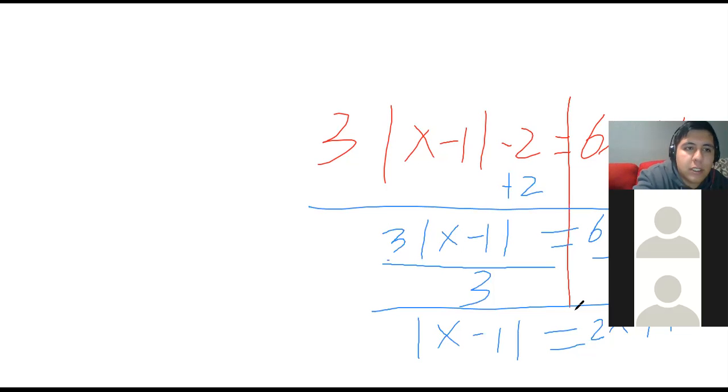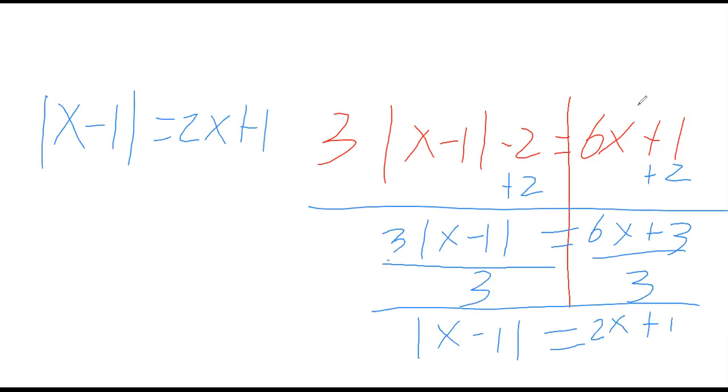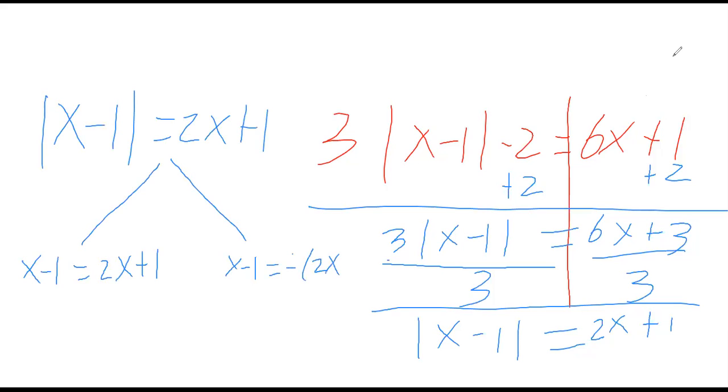So that's what we got so far: absolute value of x minus 1 is equal to 2x plus 1, right? Okay. So now we're going to split this into our 2 equations. So we're going to have x minus 1 equals 2x plus 1. And on the other side, we're going to have x minus 1 is equal to negative 2x plus 1. So this is just a review of what we were doing last week.